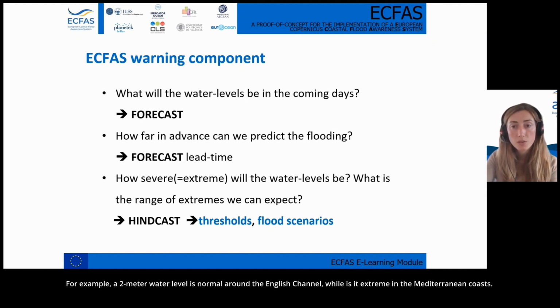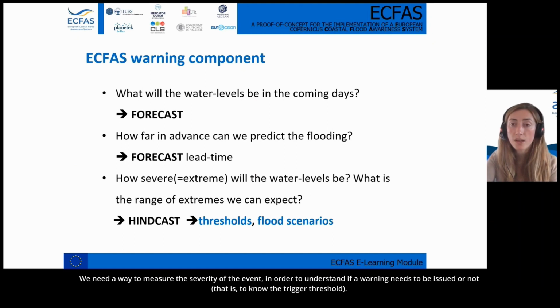For example, a 2-meter water level is normal around the English Channel due to the tidal range there, while it is extreme in the Mediterranean coasts. We need a way to measure the severity of the event in order to understand if a warning needs to be issued or not. That is, we need to know what we call the trigger threshold.